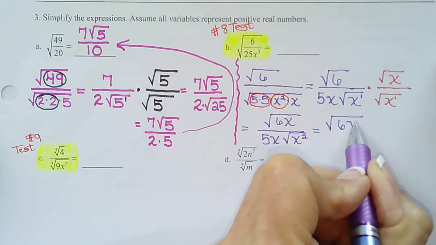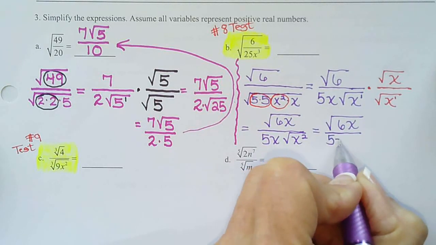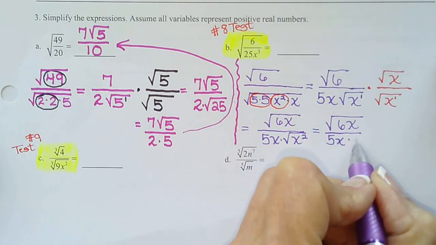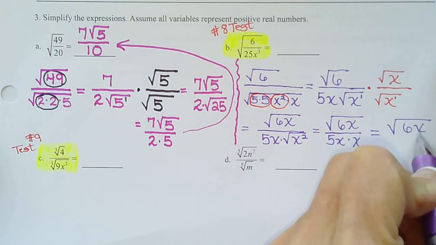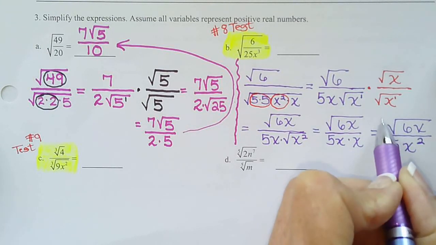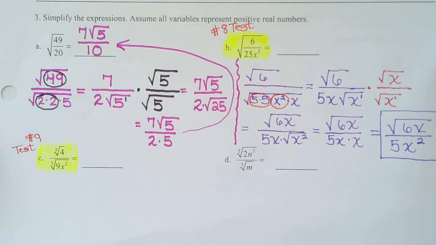So we have square root 6x over 5x times, remember there's an imaginary times there, 2 x's come out as a single x, so that will give us our final answer of square root 6x over 5x squared. Square root 6x can't be simplified. There's no pairs. And 5x squared, no radicals down there. So we are done. So we'll stop here and pick up on letter C in the next video.